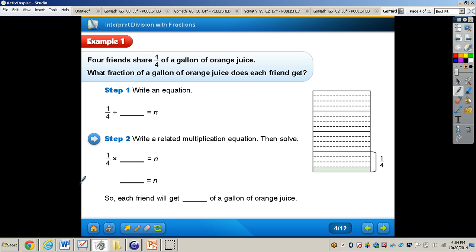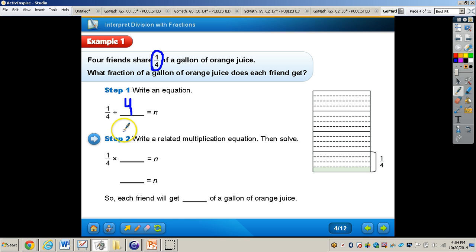Okay, let's take a look at another problem here on page 357. It says 4 friends share 1/4 of a gallon of orange juice. What fraction of a gallon of orange juice does each friend get? Okay, so the first thing we want to do is write an equation. So we have 1/4, and we're going to divide that by 4. Why is that? Because we have 1/4 of a gallon that's going to be divided in amongst the 4 friends. So 1/4 divided by 4.